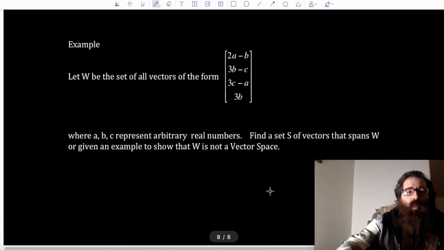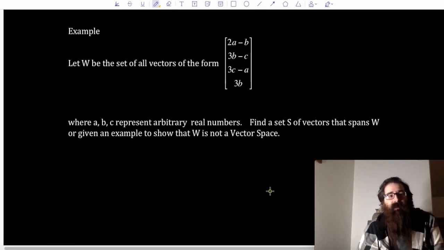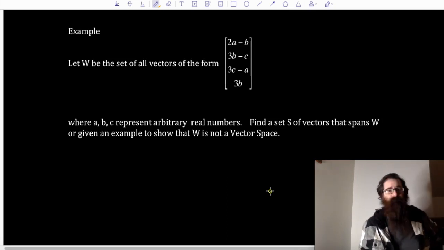Let's take a look at one more example, and then we'll head on out for the day. Let W be the set of all vectors of the form: first entry 2a minus b, second entry 3b minus c, third entry 3c minus a, and a fourth entry 3b, where a, b, and c represent arbitrary real numbers. And I'd like to find a set S of vectors that spans W, or give an example to show that W is not a vector space.